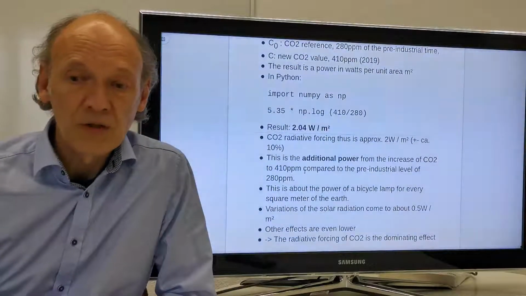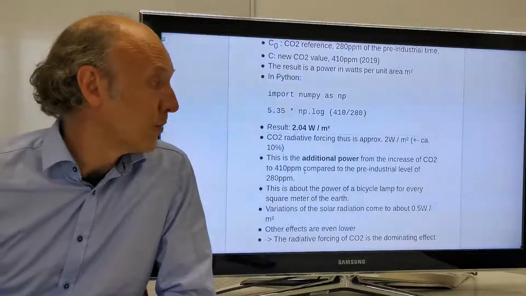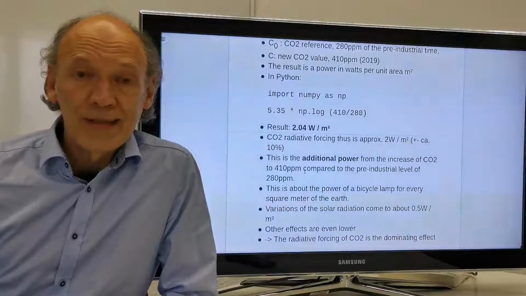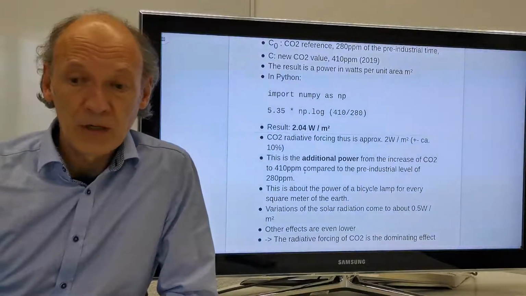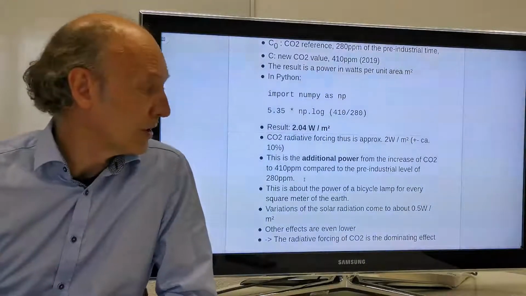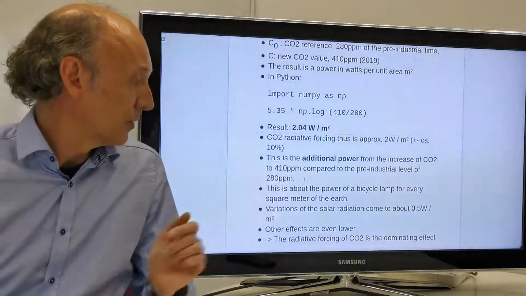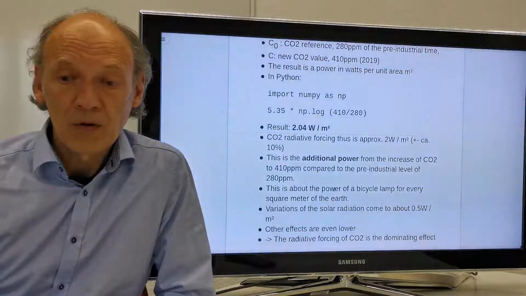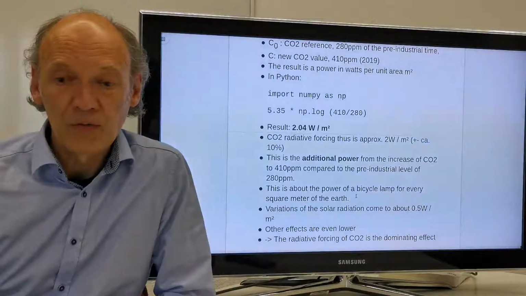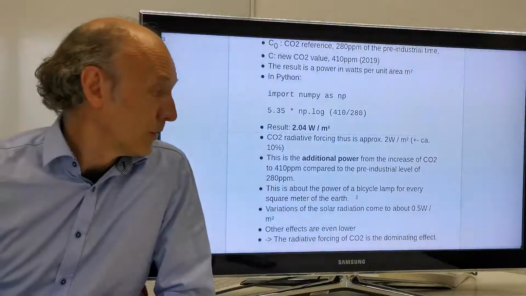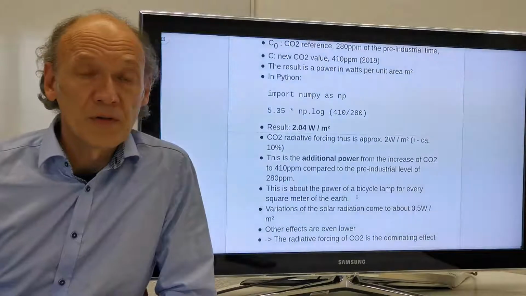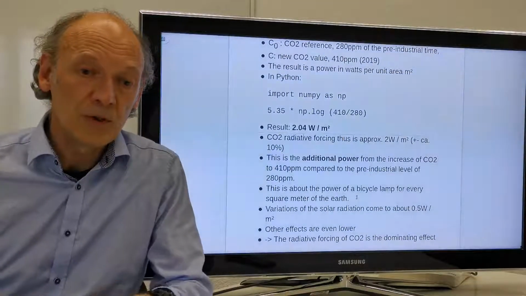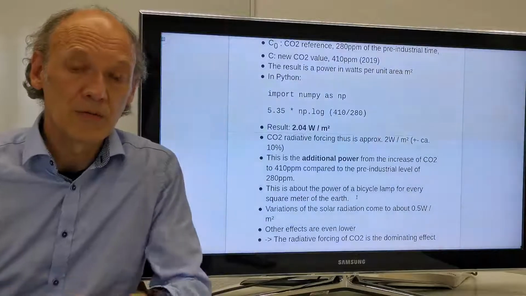So this is now the additional power from the increase of the CO2 to 410 parts per million compared to the pre-industrial level of 280 parts per million. To compare, this is about the power of a bicycle lamp for every square meter of Earth. A bicycle lamp doesn't sound like much, but we have to take into account it's for every square meter of the entire Earth. So that adds up to a lot.